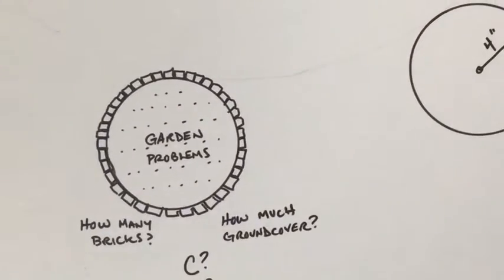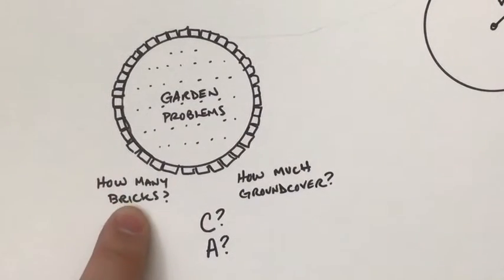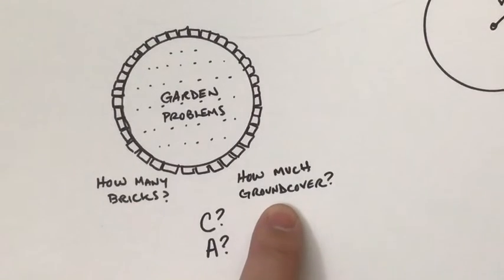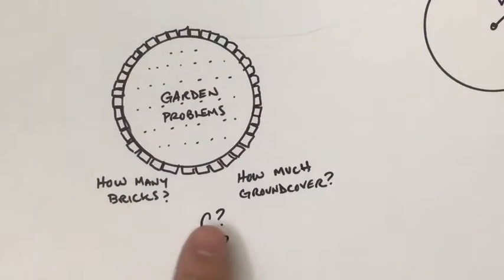So for example, here's a garden. I could have two different kinds of questions with this. I could say, how many bricks do I need to go around the edge of my garden? Or I could say, I need to cover my garden with some ground cover to keep the ground moist, like some wood chips or something like that. So if I need to know how much ground cover I need, that is a different question than how many bricks I need to go around the edge of the garden. So the question is, is this a circumference problem or an area problem? We're going to come back to this.